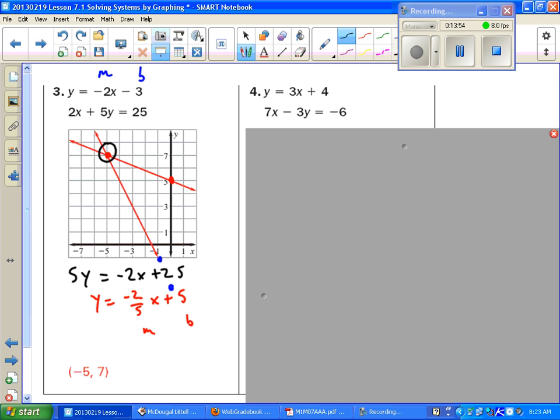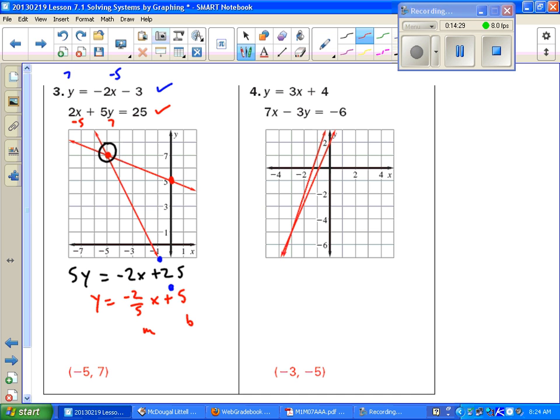When you plug in negative 5 and 7 in the first equation, 7 is your y, negative 5 is your x. Remember to put them in the correct spot. 7 equals negative 5 times negative 2 is a positive 10. 10 minus 3 is 7, so that's a true statement. Negative 5, 7 will plug in here as well. 2 times negative 5 is negative 10, plus 5 times y, or 5 times 7 in this case, is 35. 25 does equal 25.